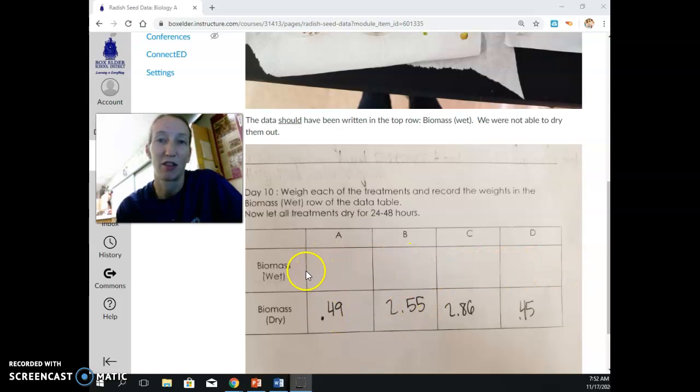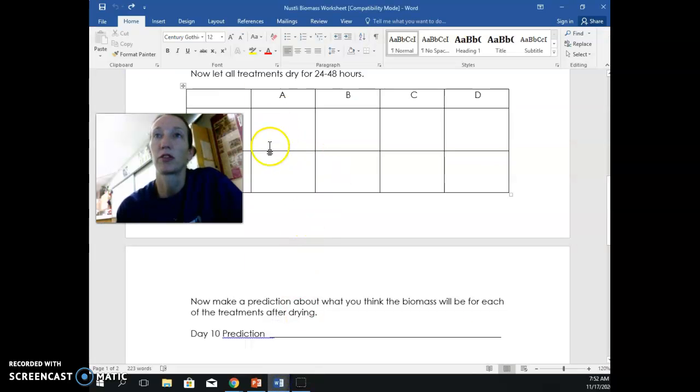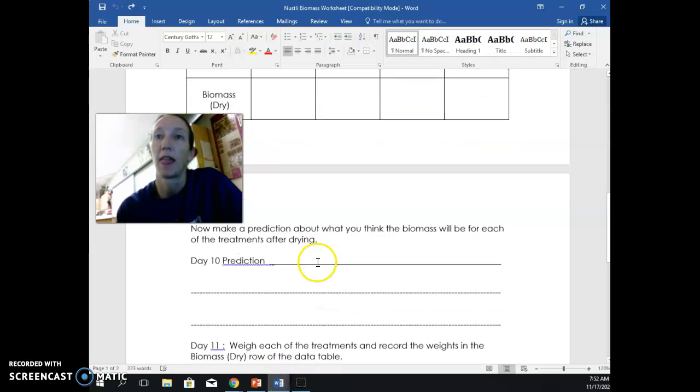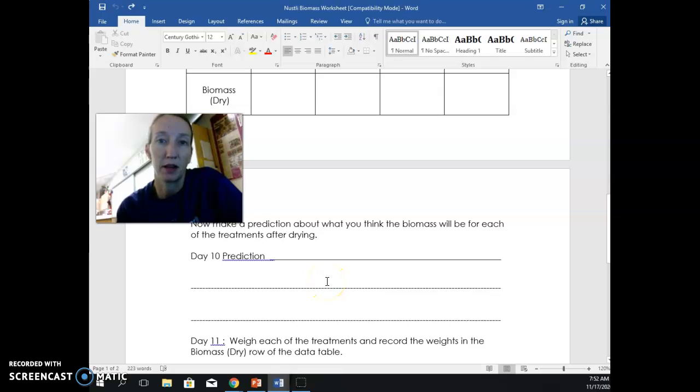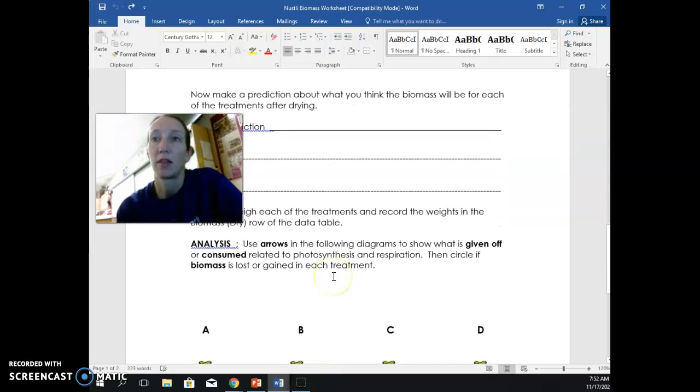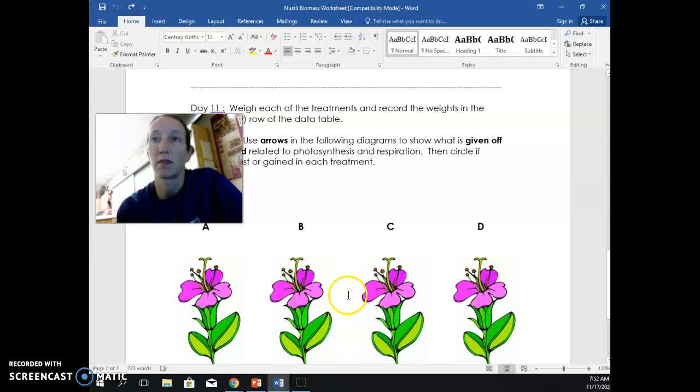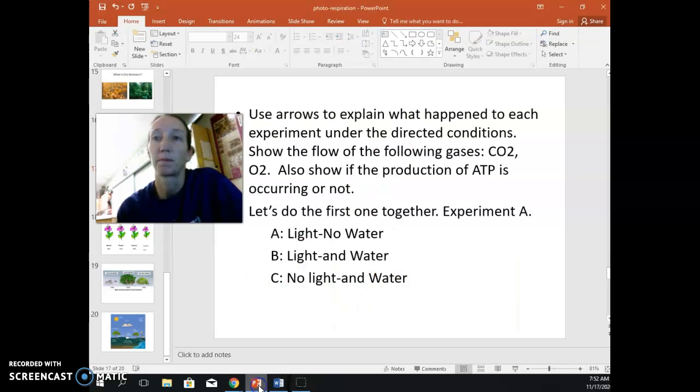The data should be listed under the wet biomass, not the dry, because we didn't have a chance to dry it out. So this data should go right here. When it comes to your worksheet, you should fill out the wet biomass based off of the data online, and then predict what you think would happen if we were to dry it out. And then we're just going to talk about what happens with photosynthesis and respiration regarding each treatment.